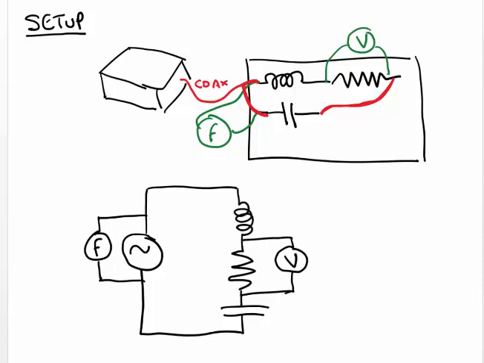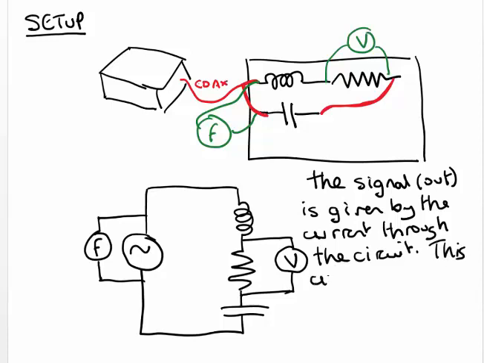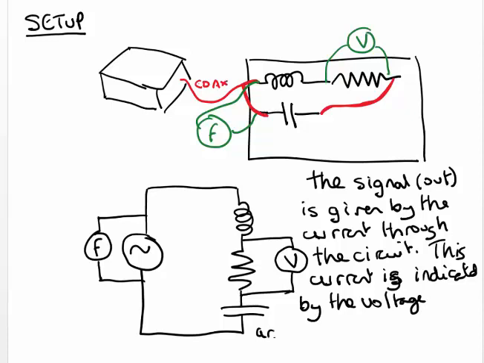Shall we add any notes on this? The signal out is given by the current through the circuit. This current is indicated by the voltage across the resistor.